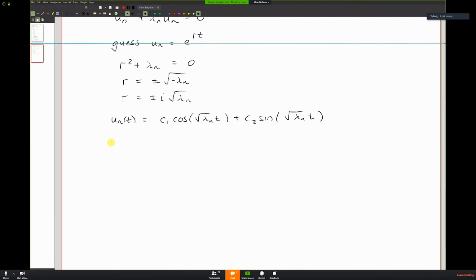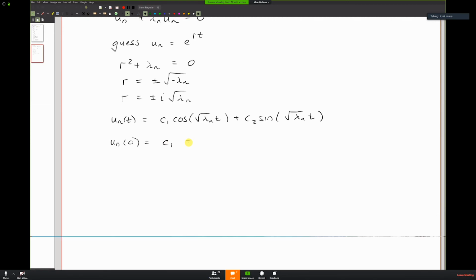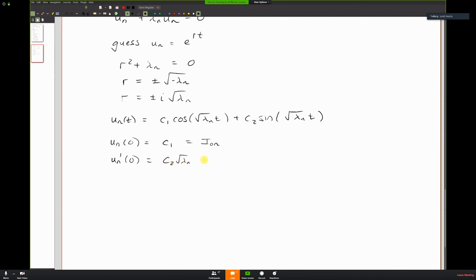Okay, and so now we have our initial conditions. u n of 0 equals what? Sine of 0 is 0. So we're just going to get C1, and that's going to be I0n. And then I have u n prime of 0. Derivative of cosine is negative sine. Sine of 0 is 0. So this term's not going to be present in this boundary condition. I'm going to get C2 square root lambda n cosine of 0, which is 1. And that's just 0. All right. So C2 is 0. C1 is I0n.